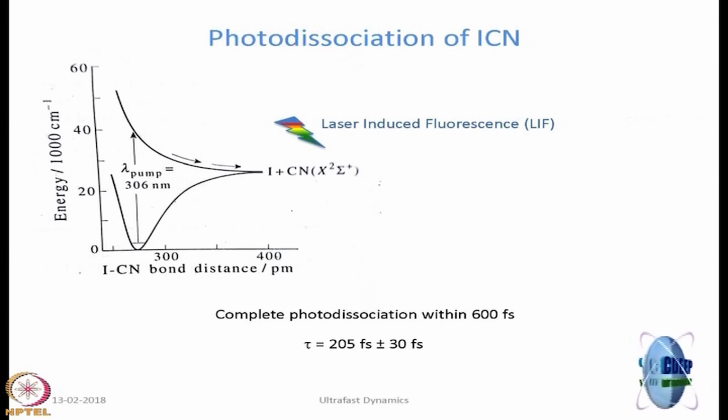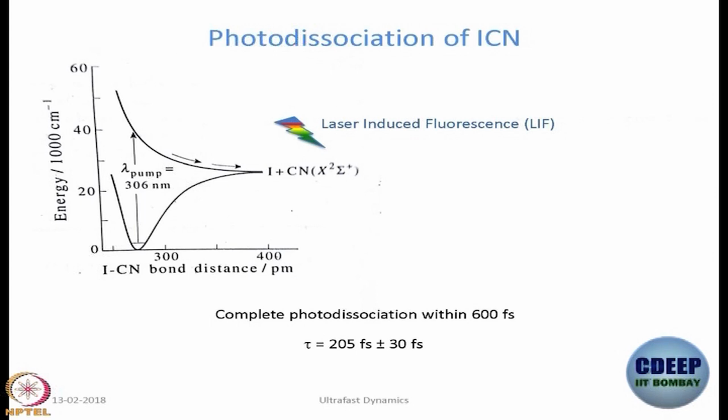And remember what we are trying to do? We are trying to find out how much time it takes to dissociate a bond. That is the fastest possible chemical process. The way it was done is this: you go here, then you get I plus CN, right? CN is a product. It was also known that if you use 388 nanometer, then CN goes to an excited state which is emissive.